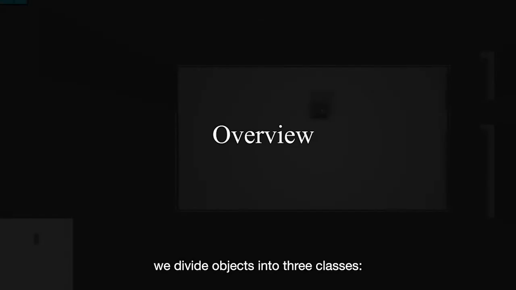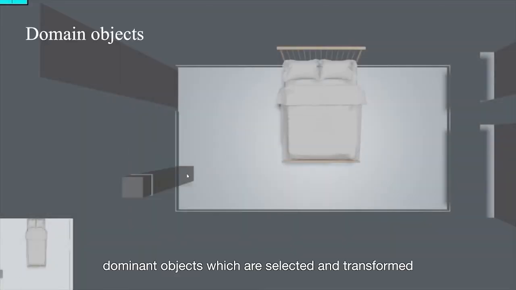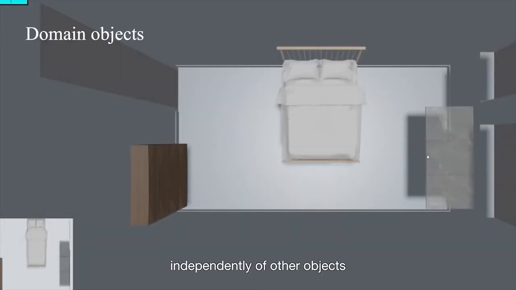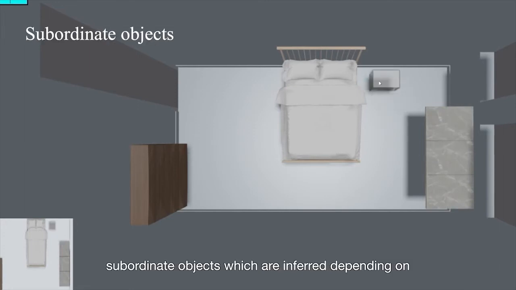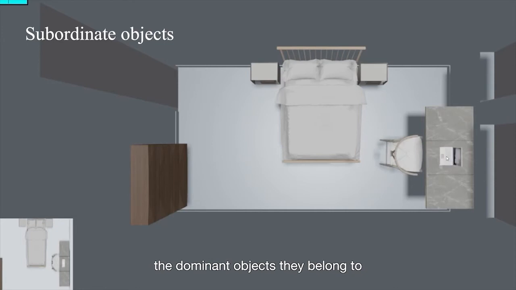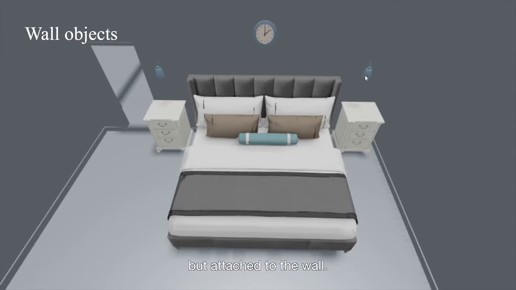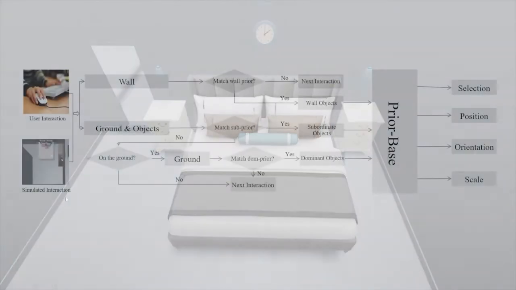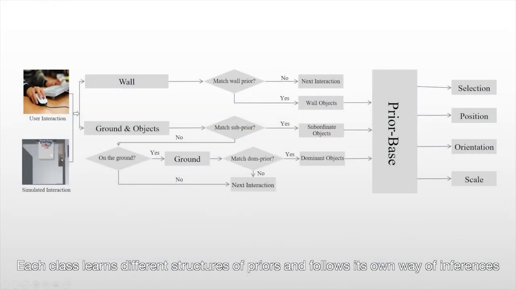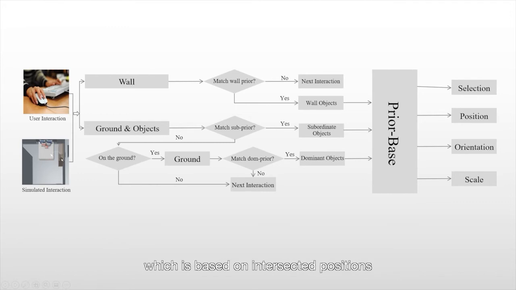In this paper, to achieve both real-time performance and plausibility, we divide objects into 3 classes. Demand objects, which are selected and transformed independently of other objects. Subordinate objects, which are inferred depending on the demand objects they belong to. And wall objects, which are not standing on the ground or other objects, but attached to the wall. Each class learns different structures of priors and follows its own way of inference, which is based on intersected positions.